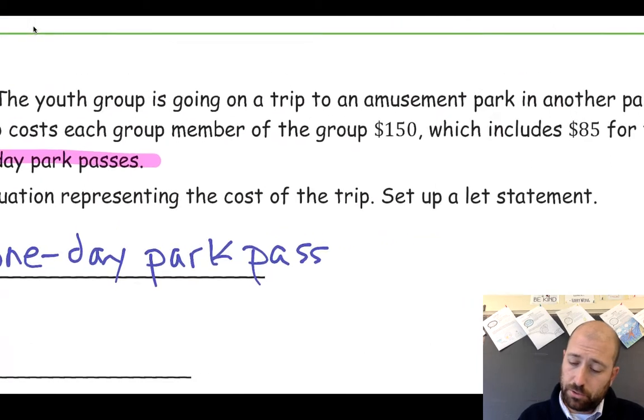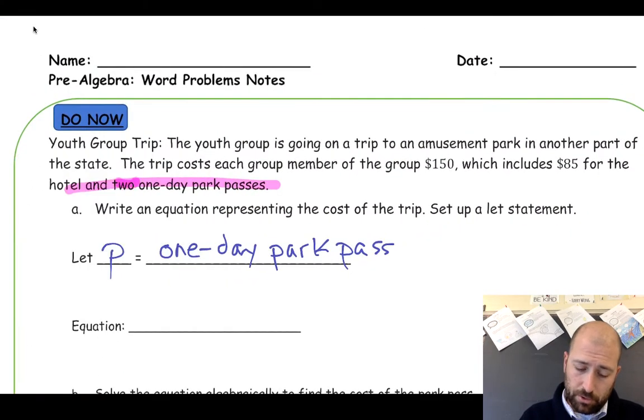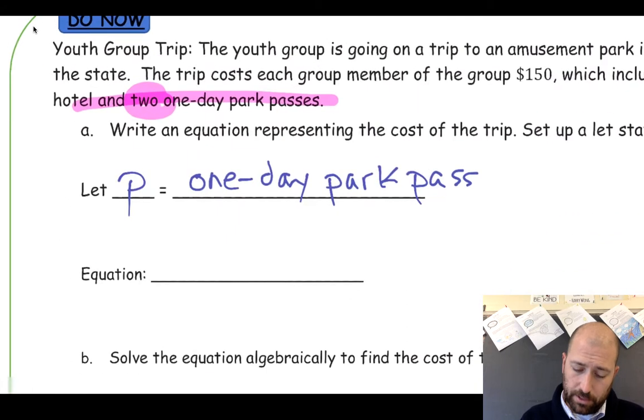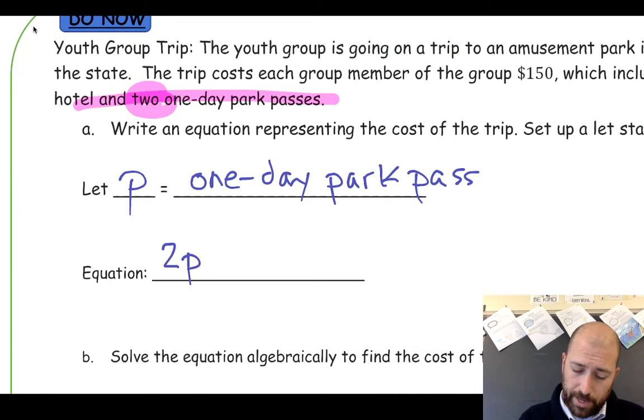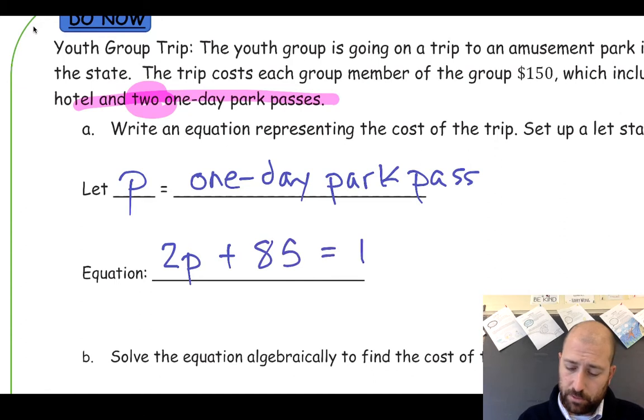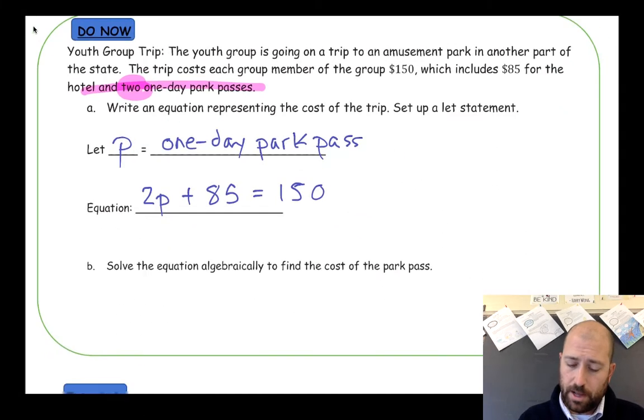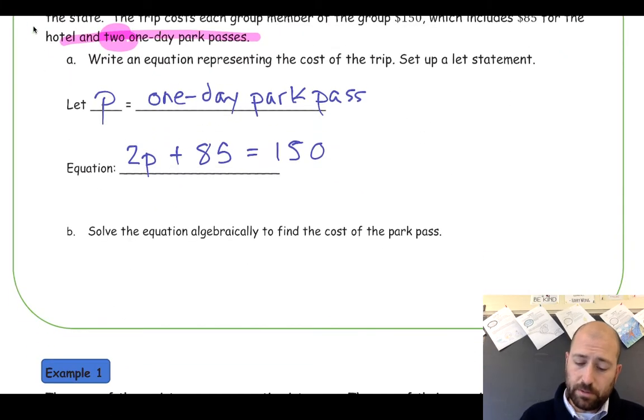All right, so here goes my equation. There are two 1 day park passes. So I can think about the 2 passes plus $85 gives me a total of my $150 fee. Okay, so I'm setting up my equation. Now I am going to solve that equation and find an answer.